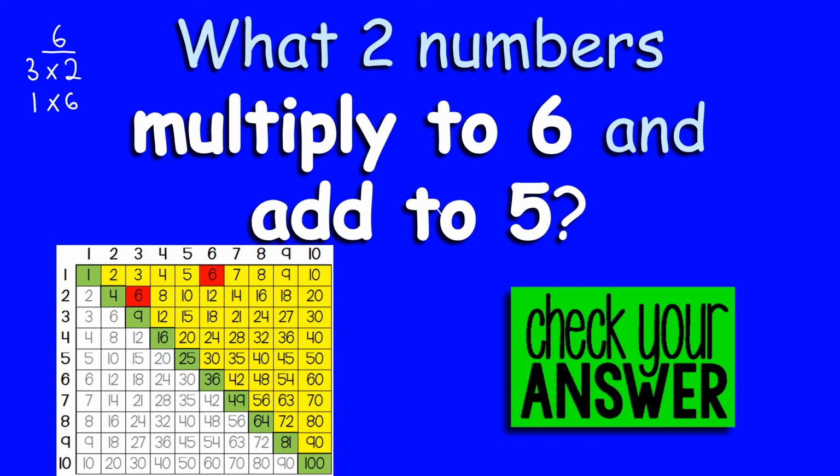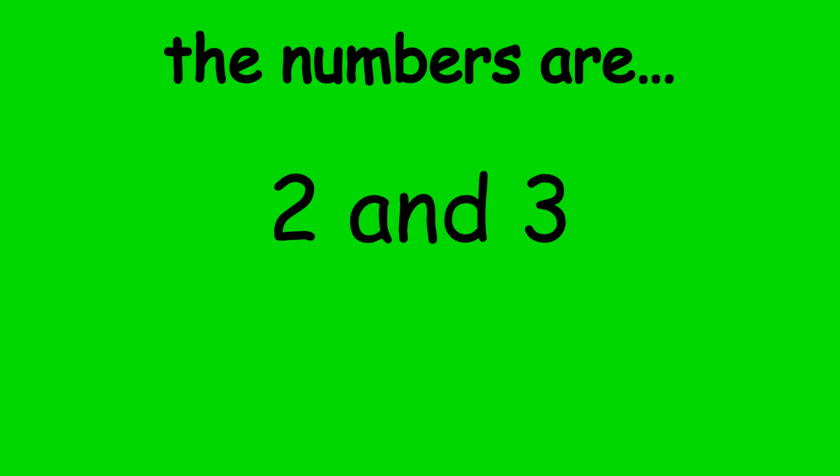But then they also have to add to 5. So the correct answer would be 3 and 2, or 2 and 3, whichever way you want to think of it. So that's what we're looking at today. We first of all start with the multiplication piece. The multiplication piece is always the easiest place to start because there is a limited number of factor pairs, especially if it's prime, because prime means it only has one factor pair, itself and 1.